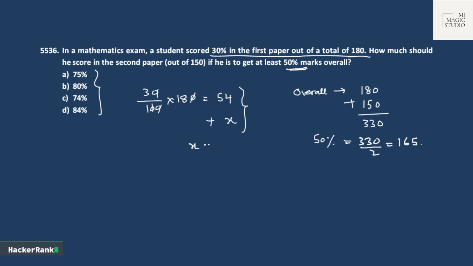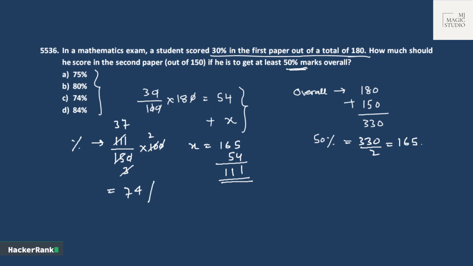Now 54 plus x should be equal to 165. X is 165 minus 54. That is 111. He should score 111 in the second paper. But as we can see, all the options are given in percentages. So in percentages, his score is 111 out of 150 into 100. This will go 3 times 37, that is 74%. He should score 74% in the second paper. Option C is the pick.